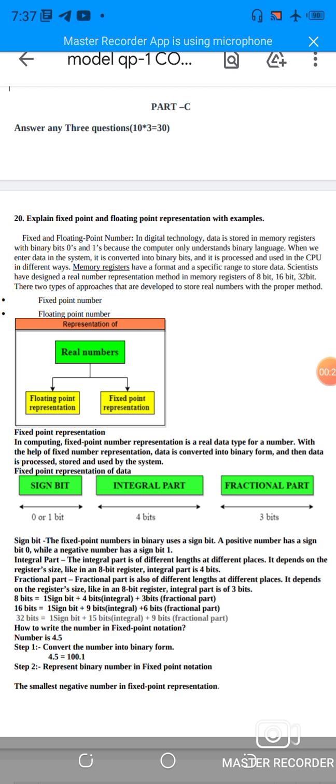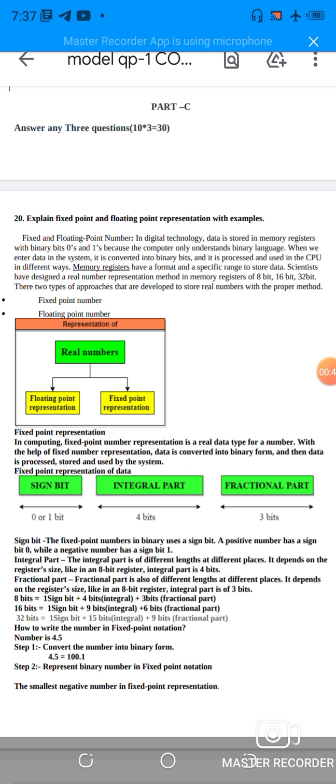Scientists have designed real number representation methods in memory registers of 8-bit, 16-bit, and 32-bit. There are two types of approaches developed to store real numbers with the proper method: fixed point number and floating point number. Representation of real numbers is floating point representation and fixed point representation.